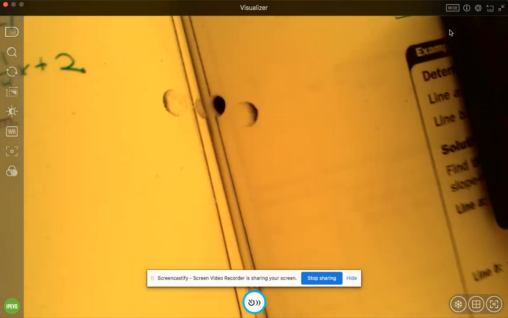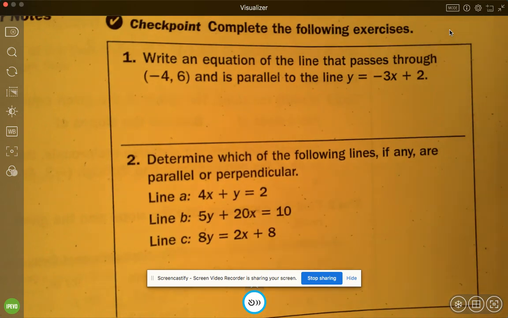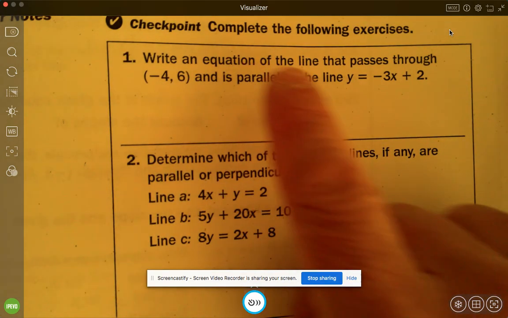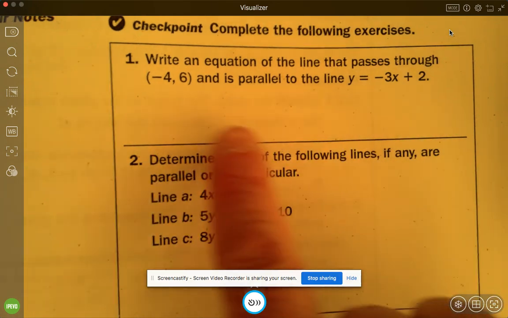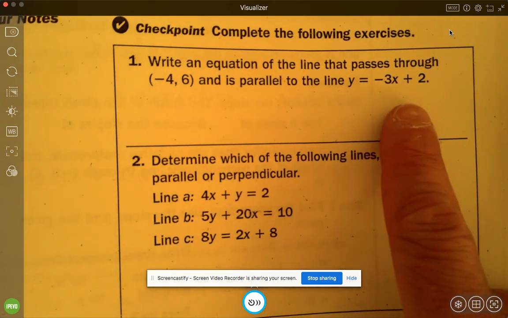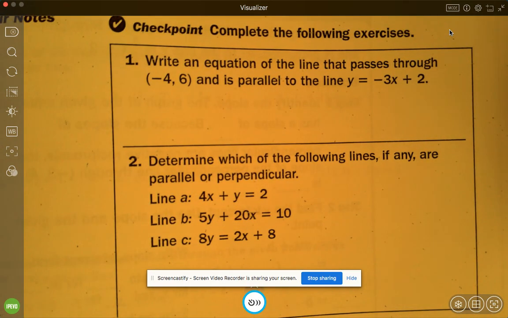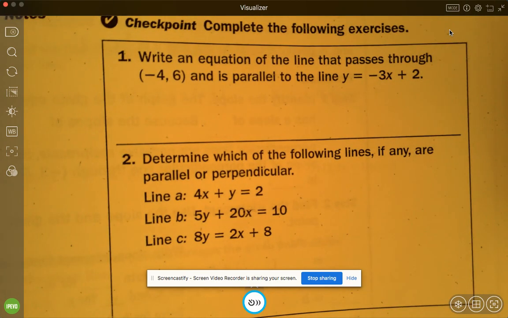Okay, so if you could pause the video and try checkpoints 1 and 2, and then see how that comes out for you. In number 1, you're going to write the equation of the line that passes through this point and is parallel, and then same thing, determine which of these lines are parallel or perpendicular. So sorry, you can pause the video now.